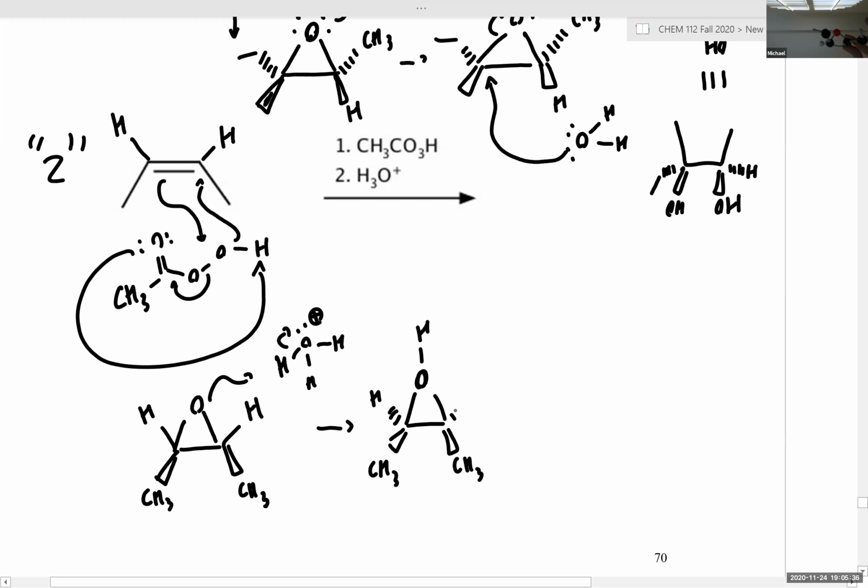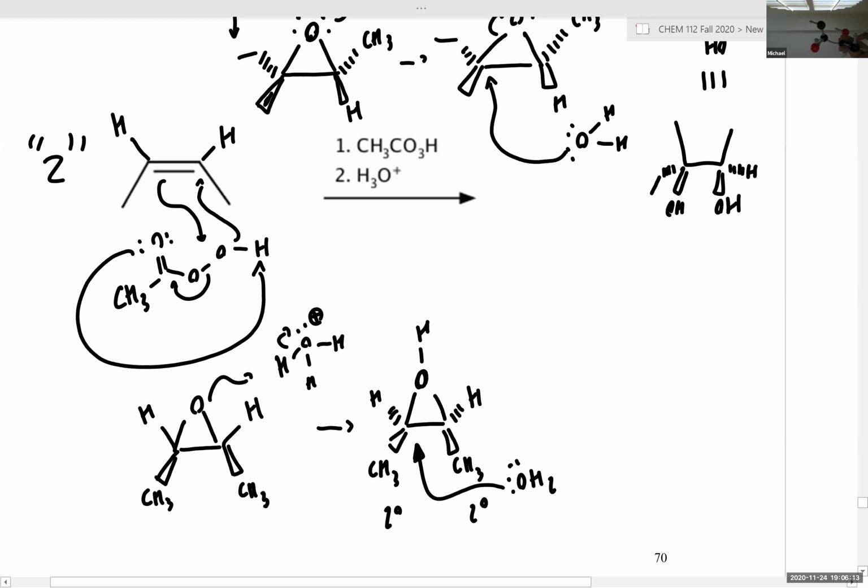Okay, now this is the really important part. Water, if we look at these two carbons, both of these carbons are secondary. So is there any preference in terms of where water attacks? Are both of these sites viable? Can we attack at either? Yeah. So let's arbitrarily choose to attack on the left and open up our epoxide.